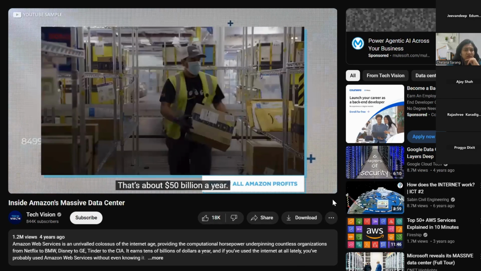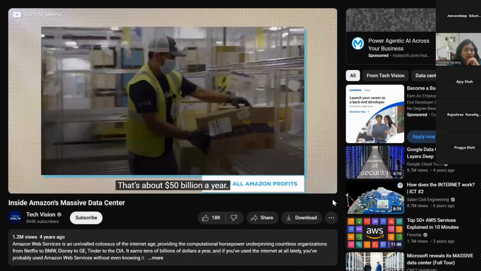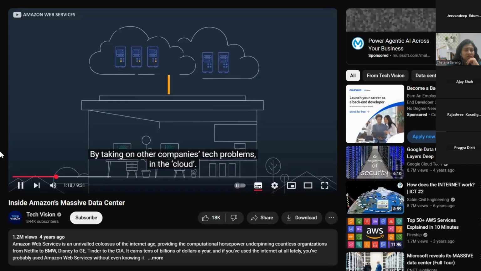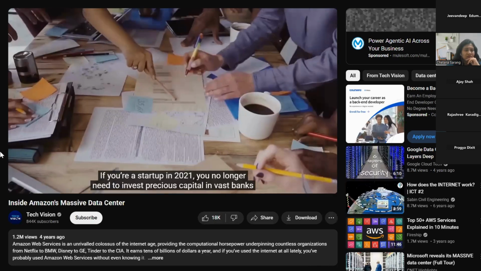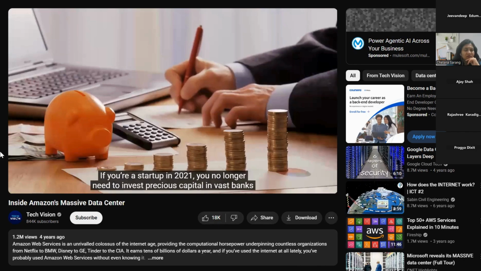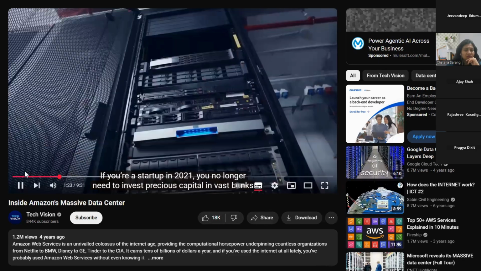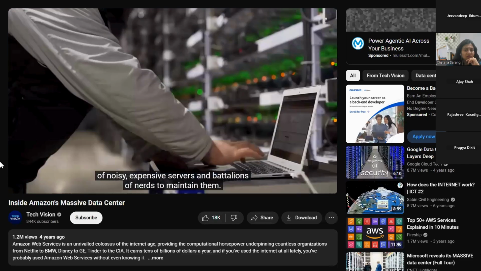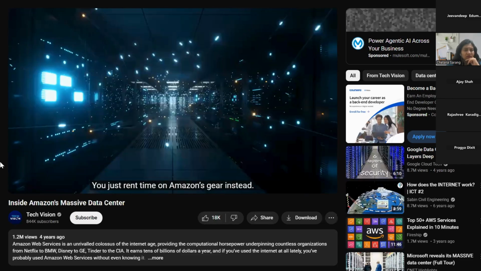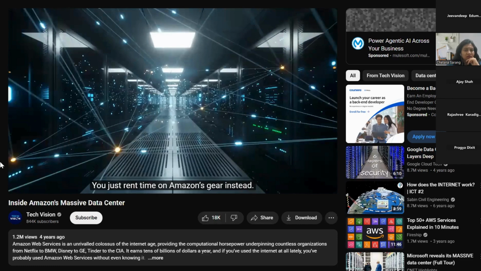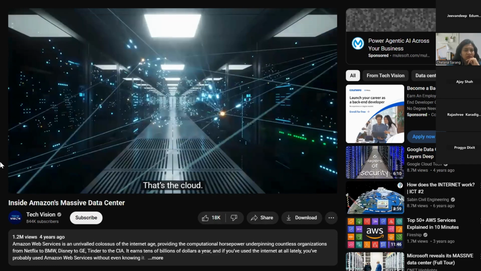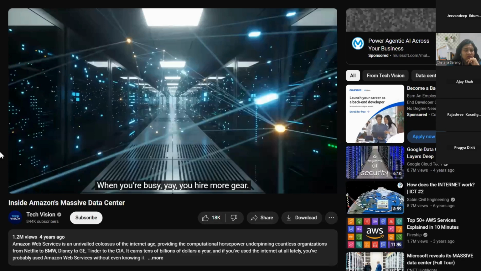That's about $50 billion a year. How? By taking on other companies' tech problems in the cloud. If you're a startup in 2021, you no longer need to invest precious capital in vast banks of noisy, expensive servers and battalions of nerds to maintain them. You just rent time on Amazon's gear instead. That's the cloud. When you're busy, yay, you hire more gear.